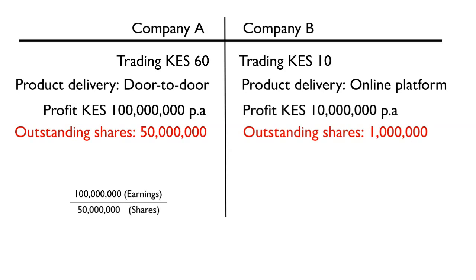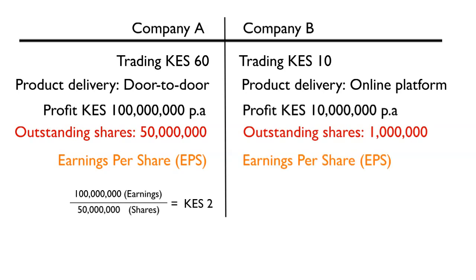This means that each share owned by an investor has a claim of 2 shillings, what we call its earnings per share, or EPS. When we do the same calculation with Company B and divide its 10 million shilling profit per year with its 1 million outstanding shares, we find that it has a 10 shilling earnings per share.